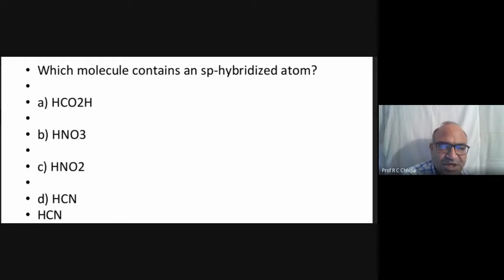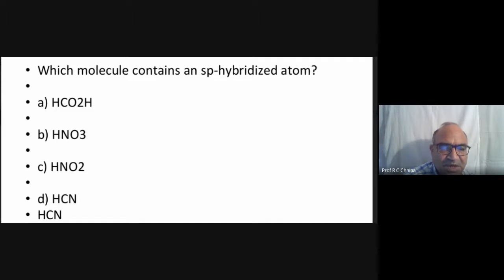In the case of nitric acid, there is no chance of sp hybridization, because fundamentally for sp hybridization we need a triple bond. The third one, can anyone give the name of the third compound? The C, that is HNO2. So B is nitric acid and C is nitrous acid.